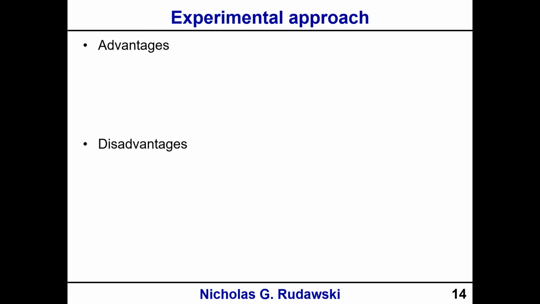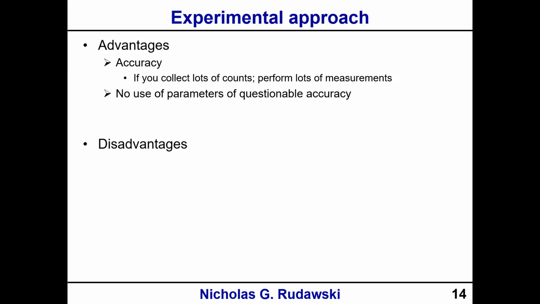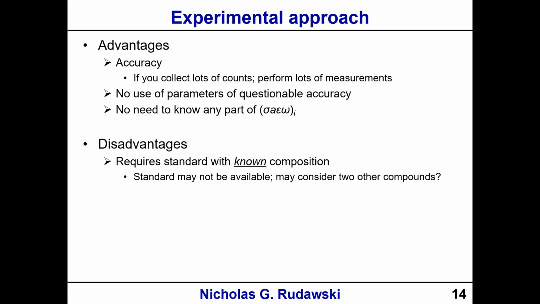So the advantage of this is accuracy, again, if you collect a lot of counts and you perform a lot of measurements. We don't have to rely on parameters of questionable accuracy. We don't have to look up data on fluorescence yields and ionization cross sections. That's all irrelevant. We don't need to know any part of the sigma A epsilon omega product for any of the elements present. But the disadvantage is we need a standard.